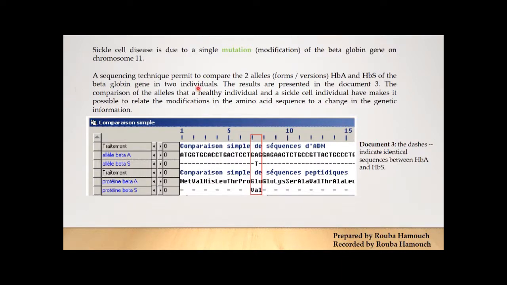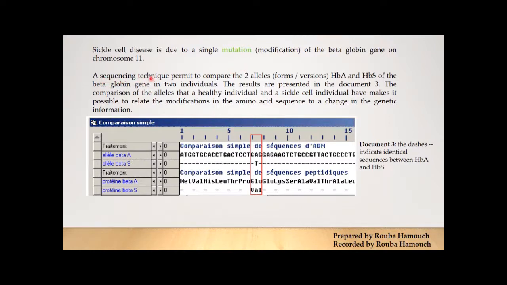For the genetic cause of sickle cell disease, this disease is due to a single mutation, one modification in the beta globin gene located on chromosome 11. The beta globin gene codes for the beta globin protein. So a change in the beta globin gene leads to a modification in the beta globin protein, affecting thus the hemoglobin and the shape of the red blood cells.